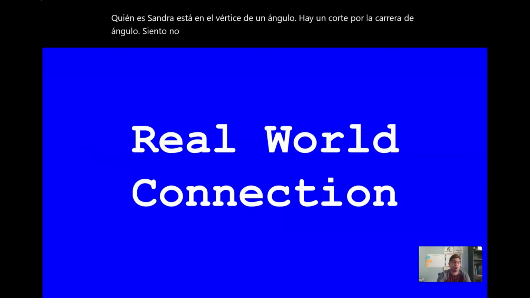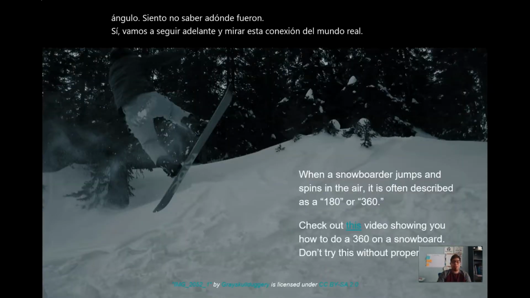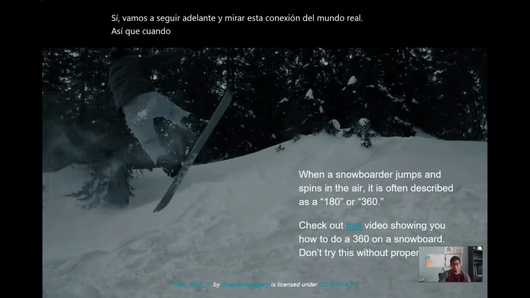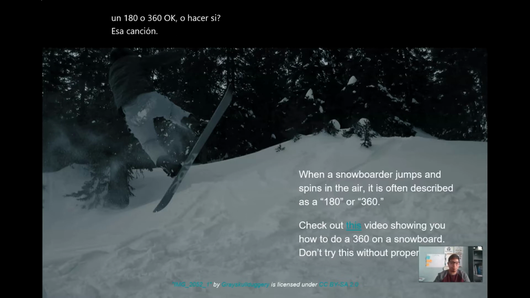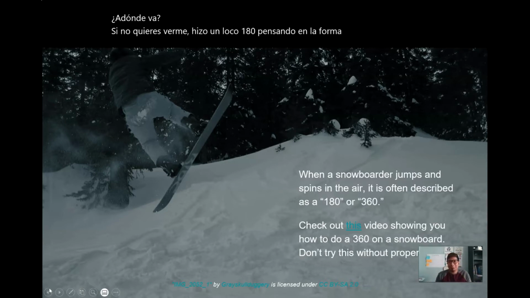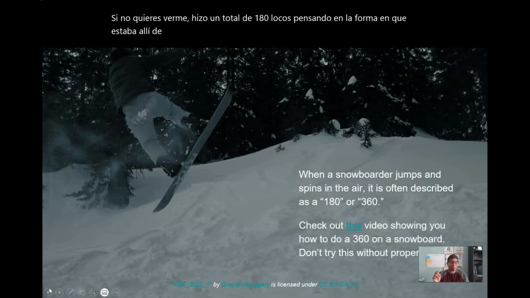Okay, let's go ahead and look at this real world connection. When a snowboarder jumps and spins in the air, it is often described as a 180 or 360, okay? Or if you know that song where it goes, if you don't wanna see me do the full 180, crazy, thinking about the way I was. Anyways, by Dua Lipa, okay?